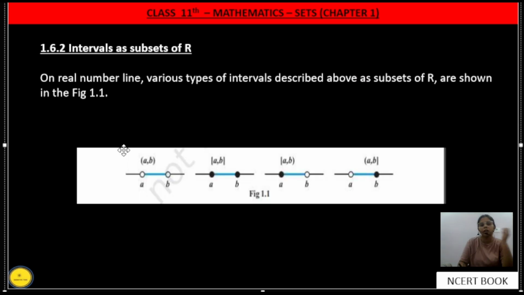Now this is the representation on the real number line. This is the representation of open a comma b. It is a representation of closed a comma b. It is a representation of closed a open b. It is a representation of open a closed b.